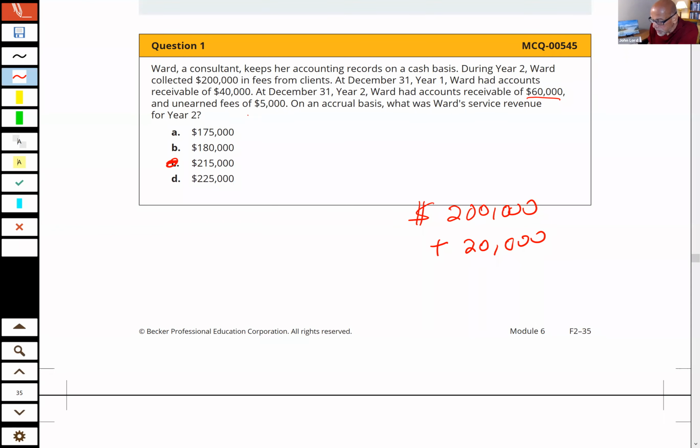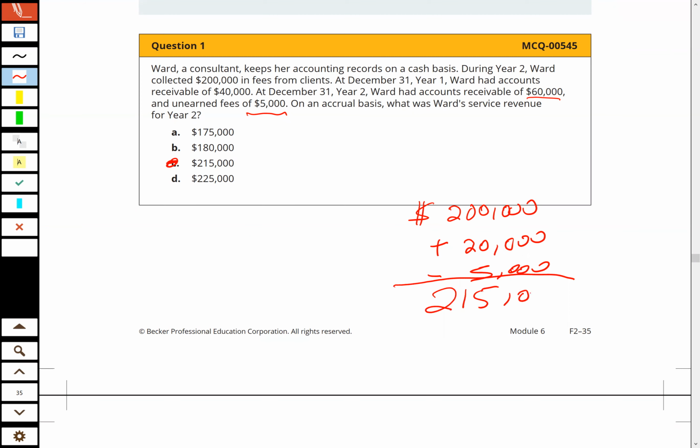Then they tell me that at December 31st, year two, Ward had accounts receivable of 60,000 and unearned fees of 5,000. I'm not in love with that wording, in all honesty, because they're not making the change in the unearned revenue obvious to me. I guess I'm stuck assuming they had zero before and now they have some unearned revenue. So they have a liability that went up, and if it's a liability, I do the opposite. I subtract it and I get the right answer that way.